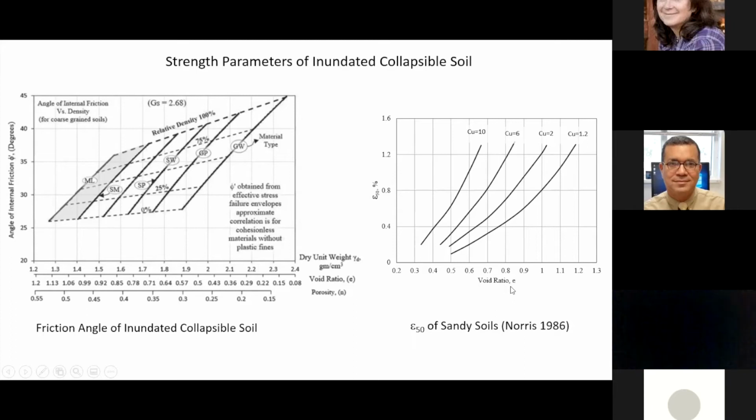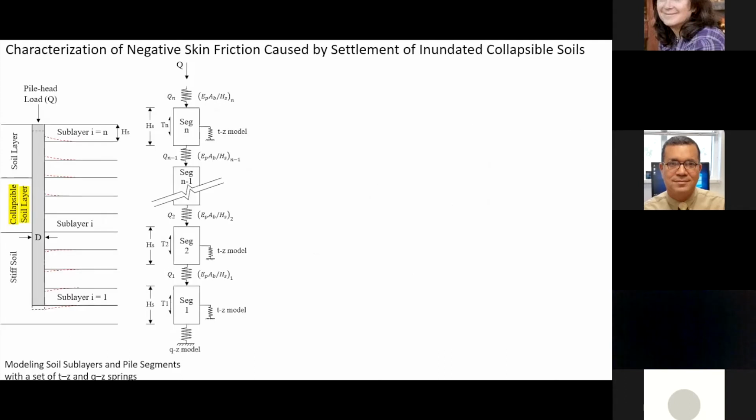Also, based on the new void ratio, I will be able to calculate epsilon 50. Epsilon 50 is the normal strain of the soil at 50% stress level. We use it to build our stress-strain curve of the soil, I mean the constitutive model of the soil. So these two allow us to get the new properties of the soil. Now, once we are done with the modeling of the collapsible soil, let's go to the next phase.